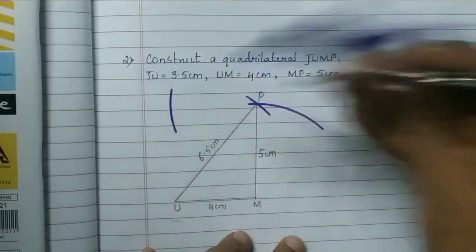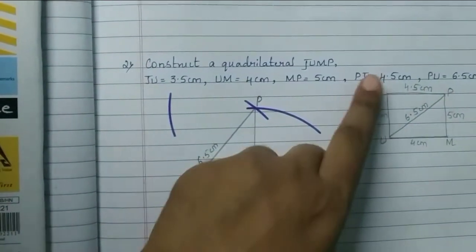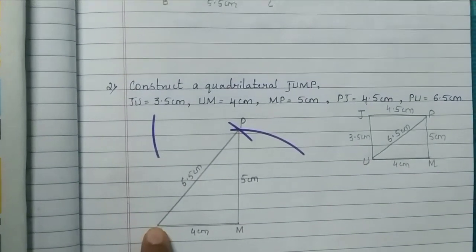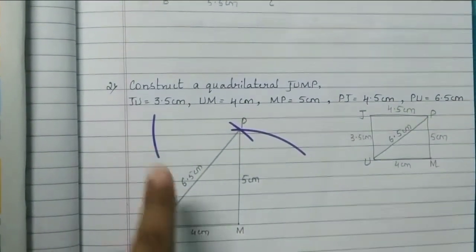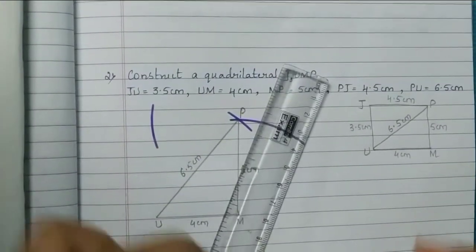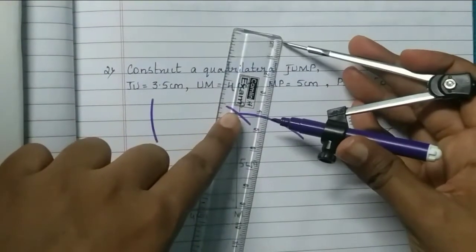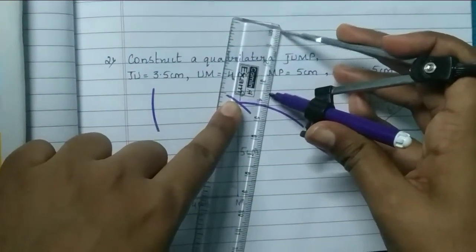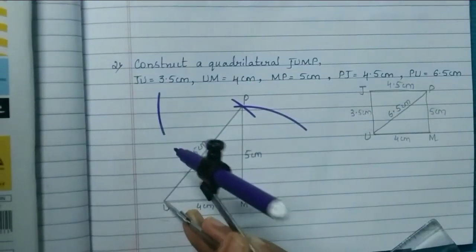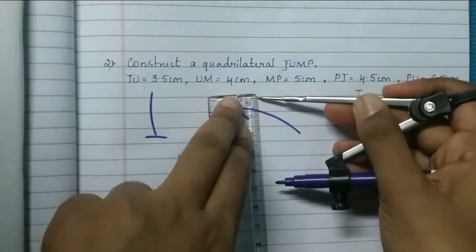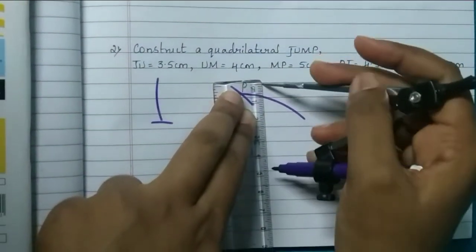Cut an arc here. Similarly we need here JU, that is 3.5 centimeter. Again we have to keep our compass here at U and cut the point here at 3.5 centimeter. So let us take the measurement of 3.5 centimeter. It will be somewhere here. Okay, so here we need to extend this as we are not getting an arc here.